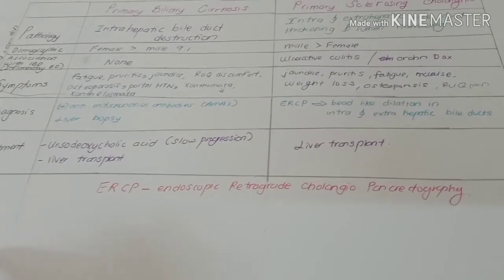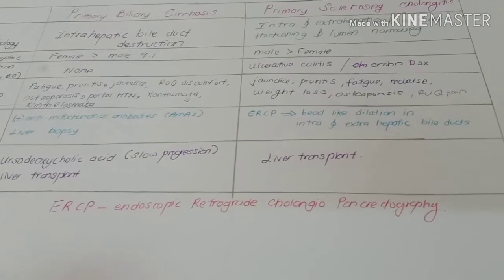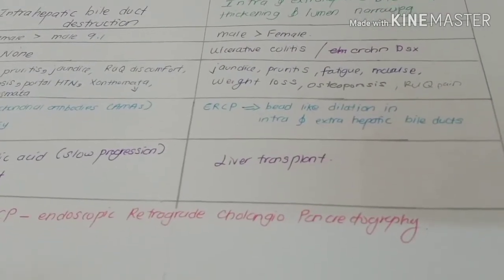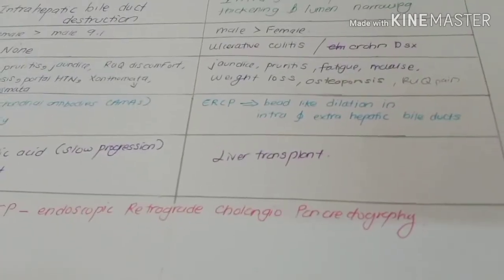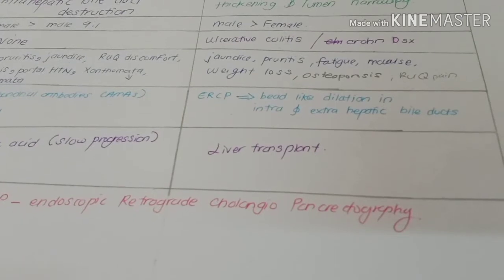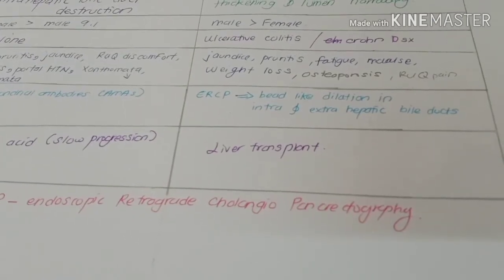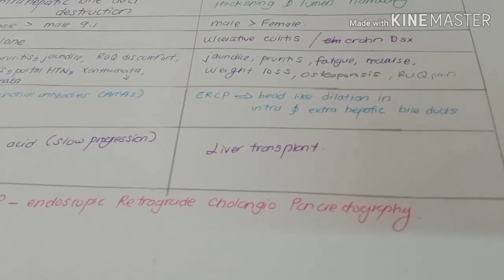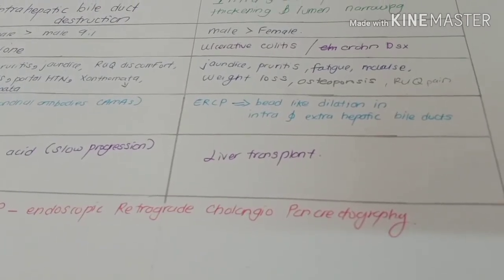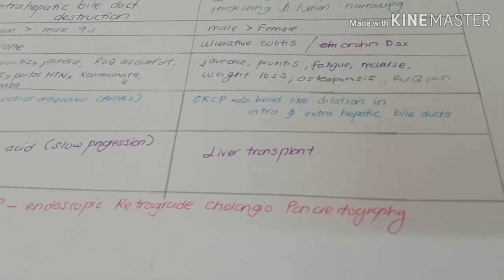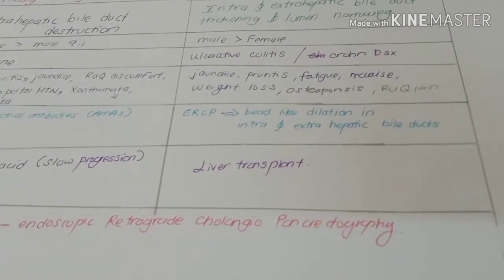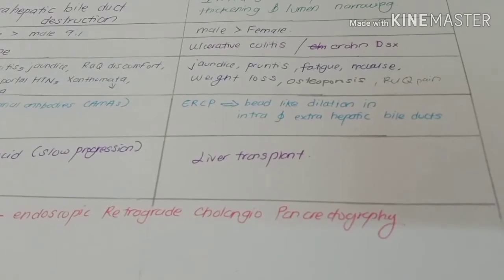Why and how is it used? It uses a flexible lighted tube called an endoscope. The endoscope, or scope, is as thick as your index finger. It goes through your mouth into your stomach and the first part of your intestine called the duodenum. Then the doctor puts a very small flexible plastic tube through the scope and injects some dye that shows up on the x-ray. So this procedure allows your doctor to see the ducts.